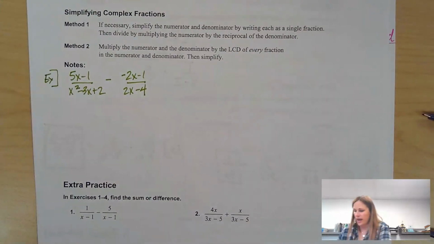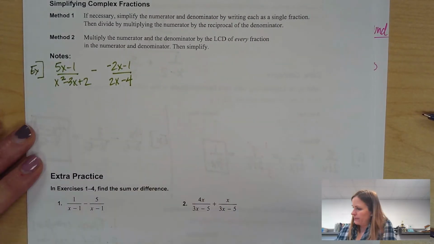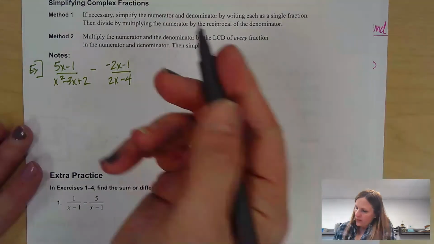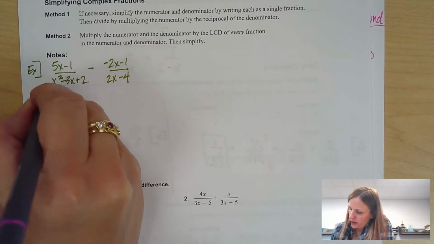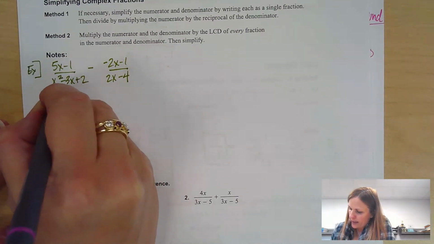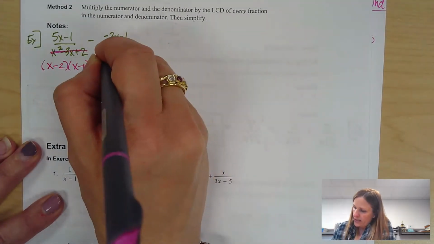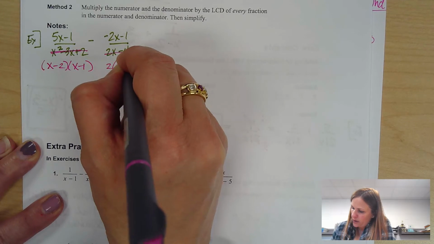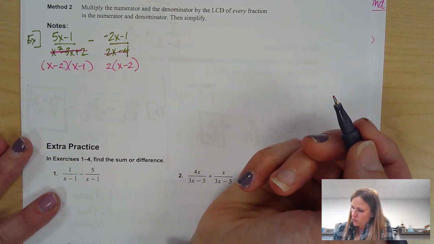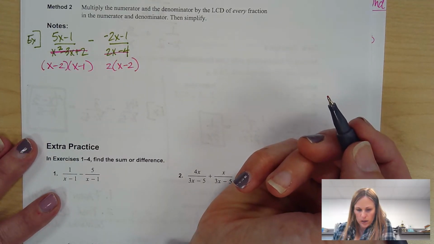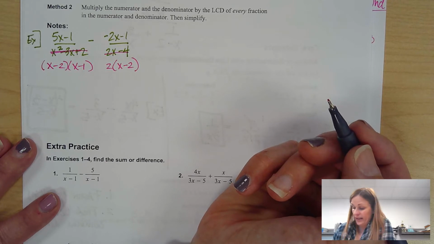All right, so let's see what we have here. Let's factor everything. This denominator can factor into x minus 2 times x minus 1. This denominator I can factor out a 2. And I think that's it.